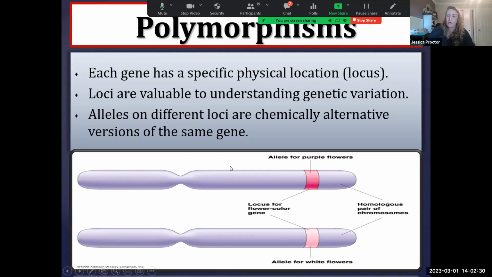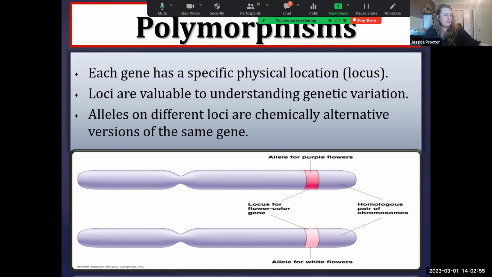So we've got the homologous chromosomes right here. At this locus, the locus that's coding for the color of the plant, from one parent this plant inherited the allele for purple flowers, and from the other parent, an allele for white flowers. Now, if it's simple monohybrid dominant recessiveness, whichever allele is dominant will end up being the color of the plant.